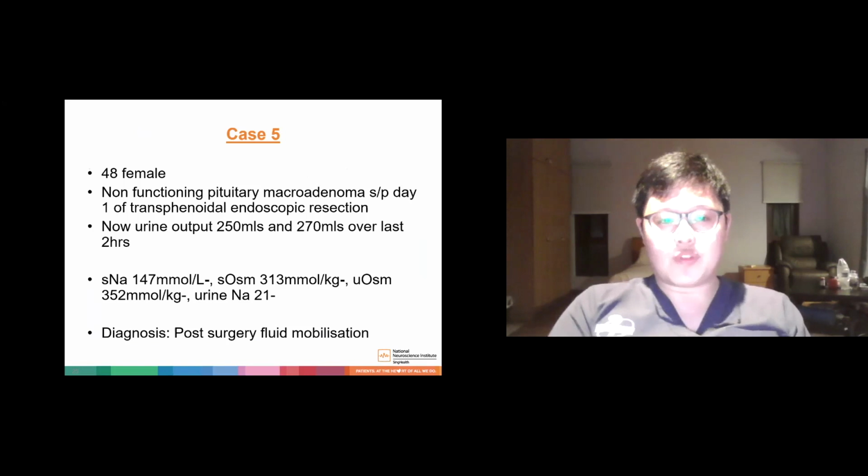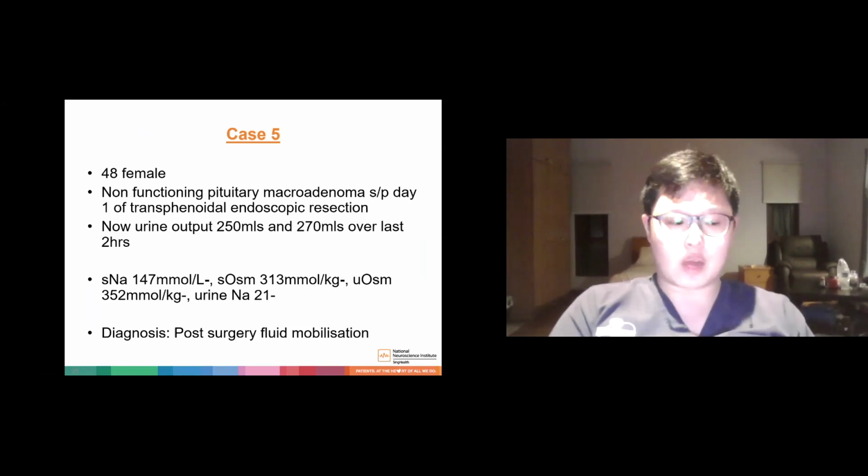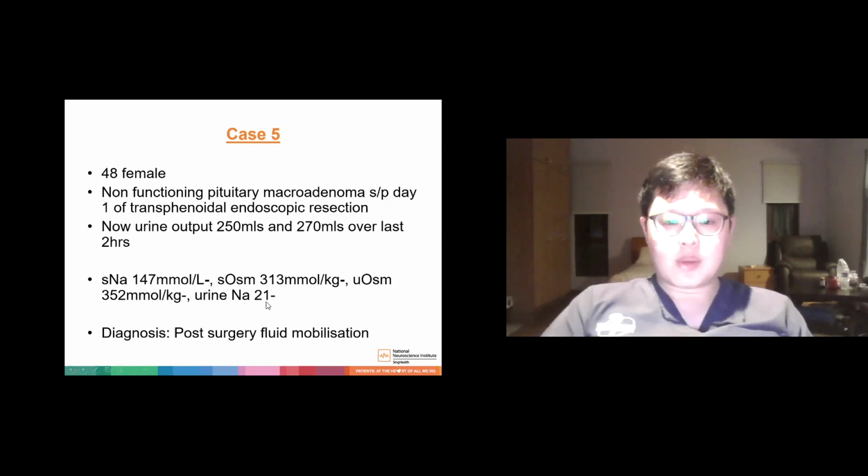So case number 5, this is a 48-year-old female. She has the same surgery. In this case, her urine output was 250 mils and 270 mils over the last 2 hours. Her serum sodium is 147. Her serum osmo is 313. Her urine osmo is 352, and her urine sodium is 21.